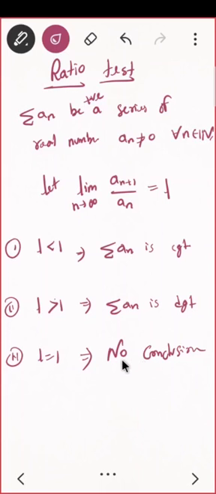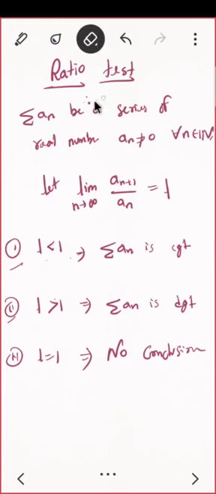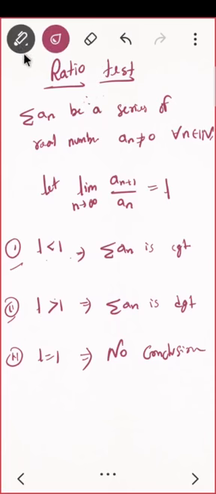I don't care; I just need to make sure of the two cases, L less than 1 and L greater than 1. Maybe I should remove the assumption that a_n is positive. If summation of a_n is a series of real numbers, then you just have to put a modulus here, and everything else is the same. Okay, this is the ratio test.